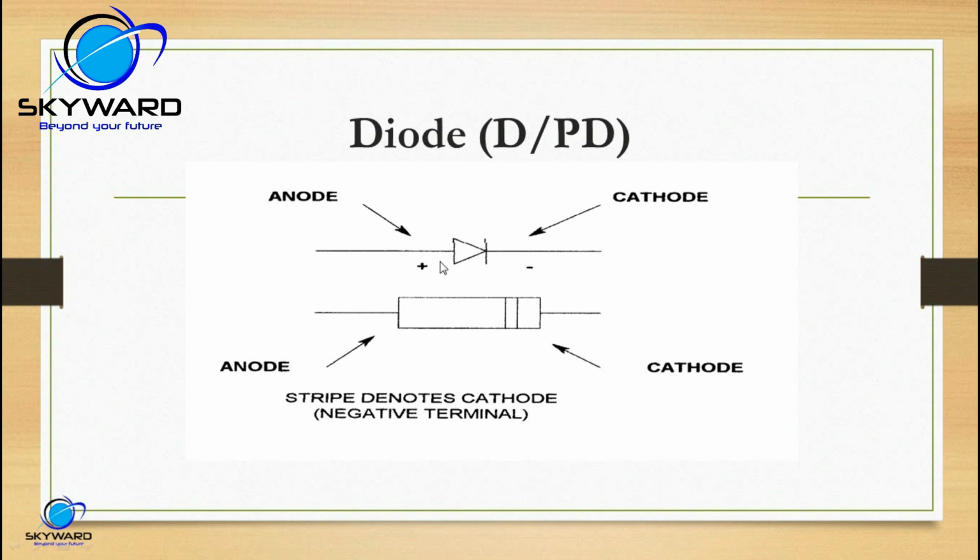If I want in any circuit that current flows only from this side to this side, and in any case a voltage comes on this side, then it should not flow to this side. So this is the purpose of a diode.